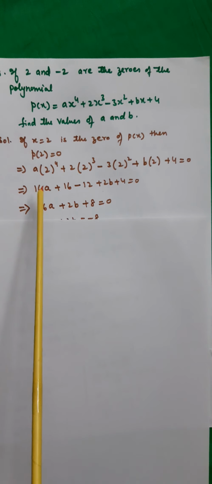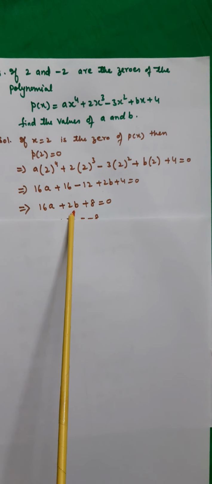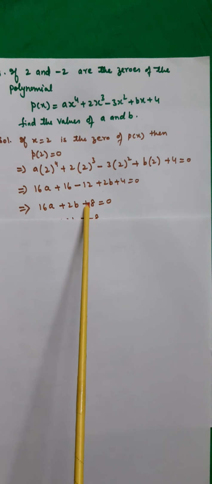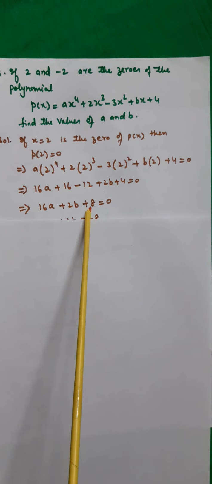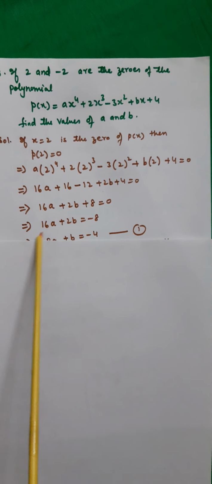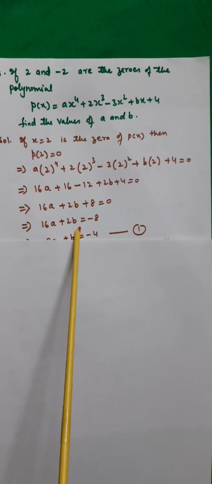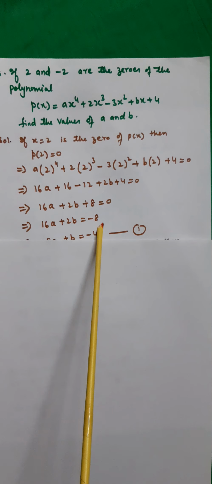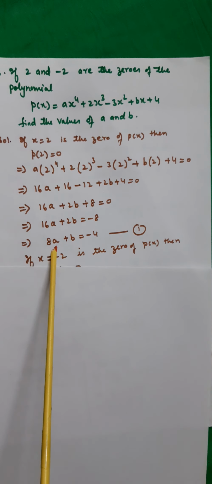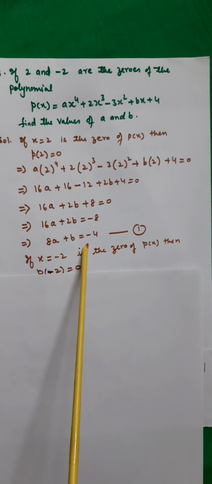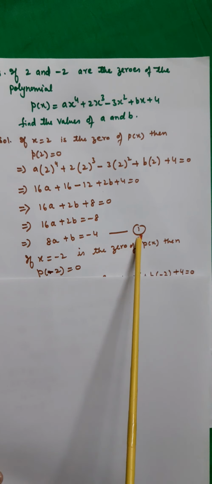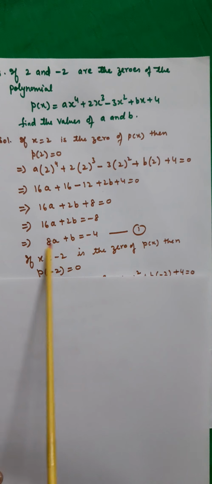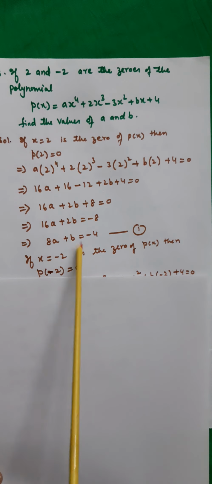This implies 16a plus 2b plus 8. 16 minus 12 is 4. 4 plus 4 is 8 is equal to 0. This implies 16a plus 2b is equal to minus 8, which implies 8a plus b is equal to minus 4. Now this is equation number 1. This is an equation in two variables a and b.